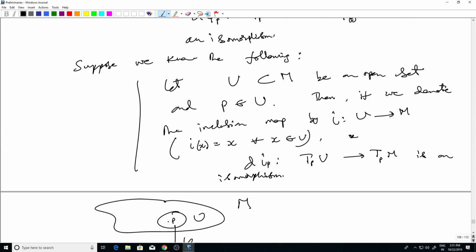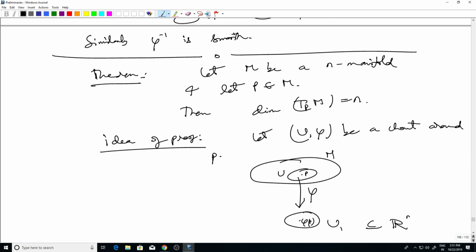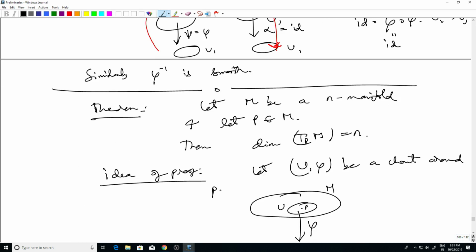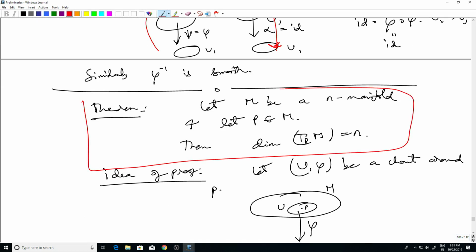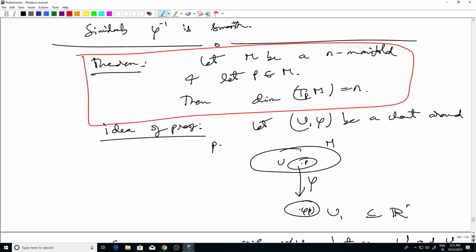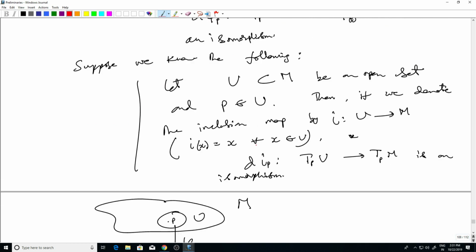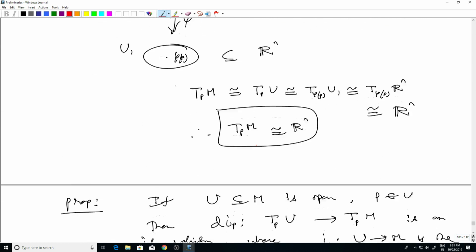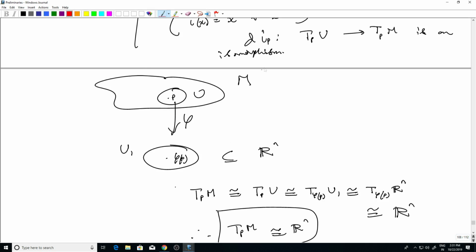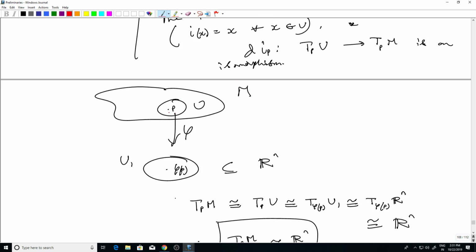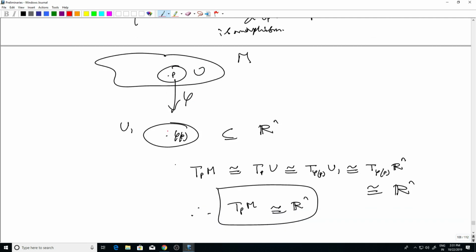So if we recall quickly what we have, here's the main statement. The theorem is that, this is what we are aiming for, M is an n-manifold and T_P M has dimension n. So the idea of the proof was as follows. We take a chart around the point P, (U, phi), and then the main idea is just this series of isomorphisms.